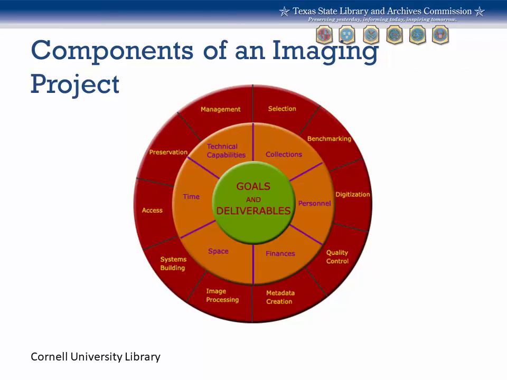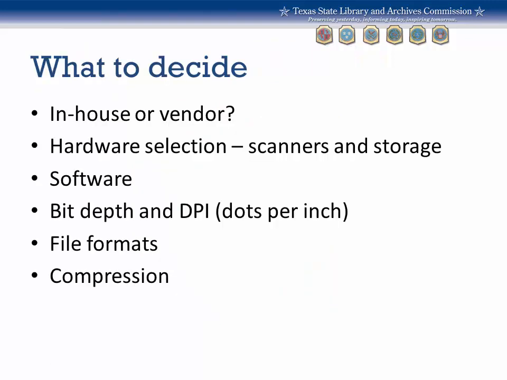And here's another way to look at the project. At the center, you have the goals and deliverables. This is why you want to do the project in the first place. The middle ring is institutional resources, including your collections of records, your personnel, your finances, your space, the time you have, and technical capabilities. And these are the elements that will enhance or constrain your digitization efforts. And the outer wheel represents all the different steps to the project itself. So just a nice visual representation for those of us who are visual learners.